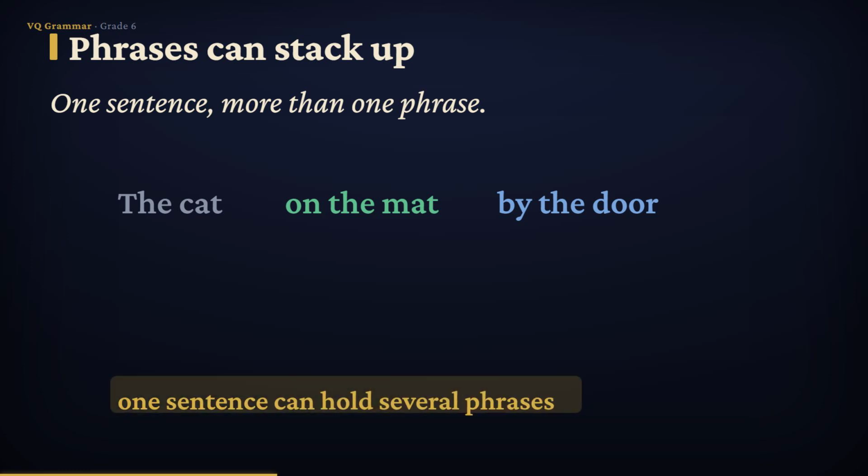Now, here's something fun. A single sentence can hold more than one prepositional phrase, one right after another. Look at this. The cat on the mat by the door. There are two phrases here, stacked together. The first is on the mat, and the second is by the door. Each one starts with its own preposition and ends with its own object. So don't stop after the first phrase. Keep reading, because more may be waiting right behind it.